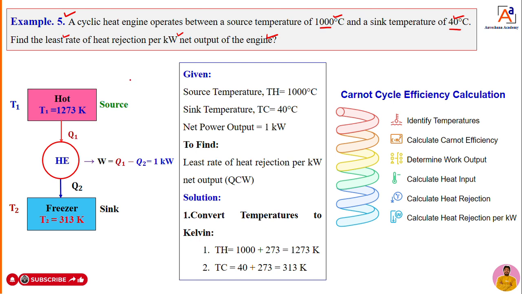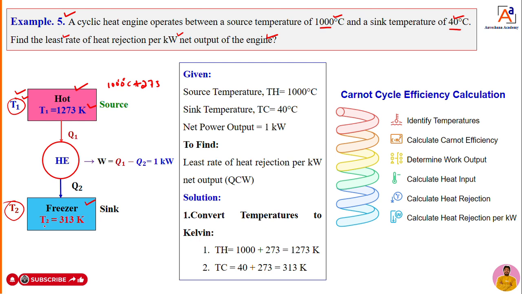That means, students, there is a heat source or hot zone, and a freezer or cold zone or cold sink. The hot zone works at a temperature T1, the cold sink works at a temperature T2. T1 is given as 1000 degrees Celsius. You can convert it into Kelvin by adding 273. Hence T1 is equal to 1273 Kelvin.